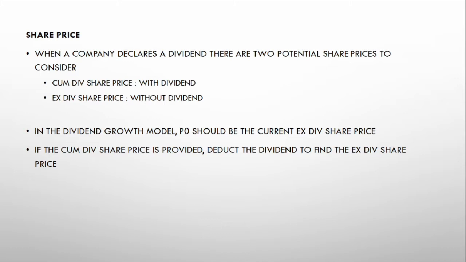If you are not provided with the ex-dividend share price, but they give you the cum dividend share price and they give you the dividend, then you will deduct the dividend from the cum dividend share price to find out what the ex-dividend share price is, and you will use this as your P0 in your cost of equity formula. So this concludes ordinary shares.